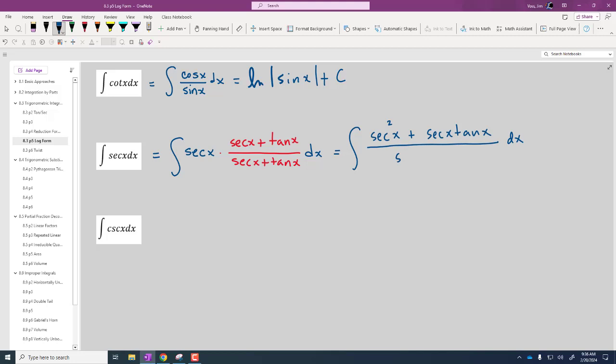And in the denominator, we have secant plus tangent. Is that in log form, or is it close to log form? It is in log form. The derivative of secant is secant times tangent. The derivative of tangent is secant squared. So it's in log form. All right, the derivative of the denominator, we have two terms, so we just differentiate across, derivative of secant and derivative of tangent, and it matches the numerator, so it's in log form.